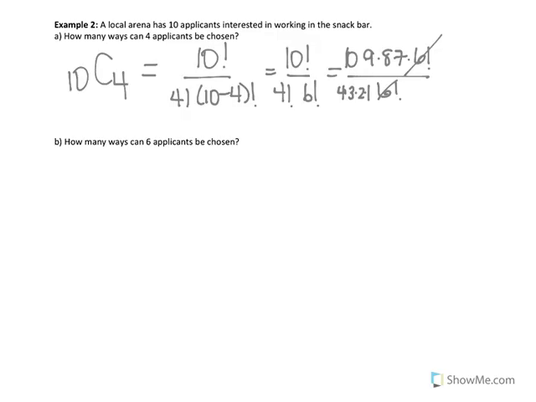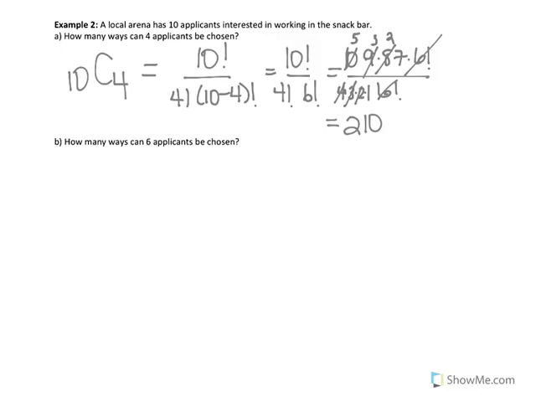The 6 factorials cancel. I could say that 10 divided by 2 is 5, 9 divided by 3 is 3, 8 divided by 4 is 2. So we have 5 times 3 times 2 times 7, and we would get 210.